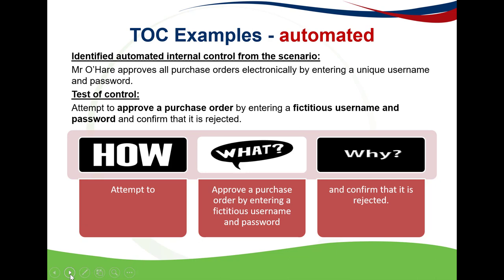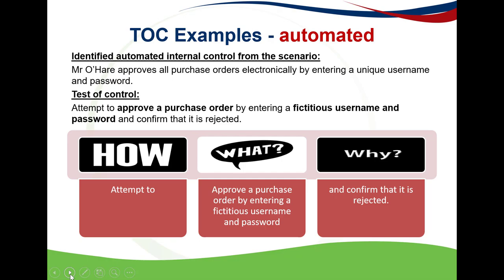Okay, so let's look at another example, this time relating to automated internal controls. So if the internal control was identified where Mr. O'Hara approves all purchase orders electronically by entering a unique username and password. The test of control can be described, the how is attempt to. So remember, this is a re-performance. And when we describe test data, we typically use attempt to. What? Approve a purchase order by entering a fictitious username and password. And why? Confirm that it is rejected.